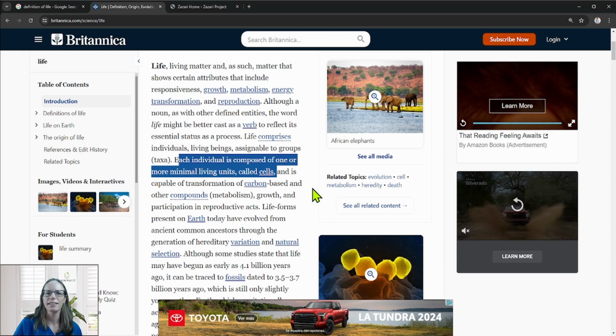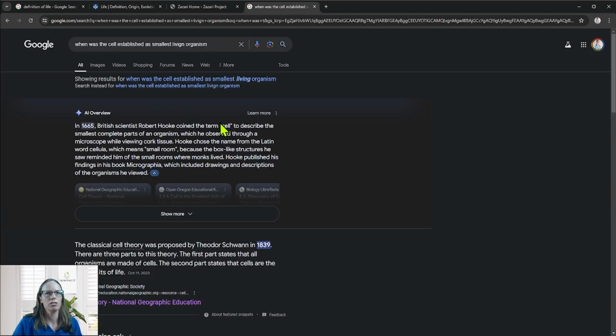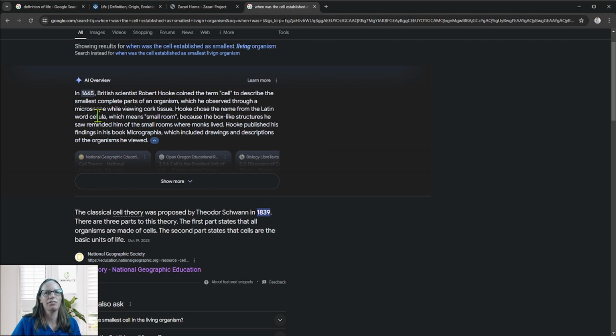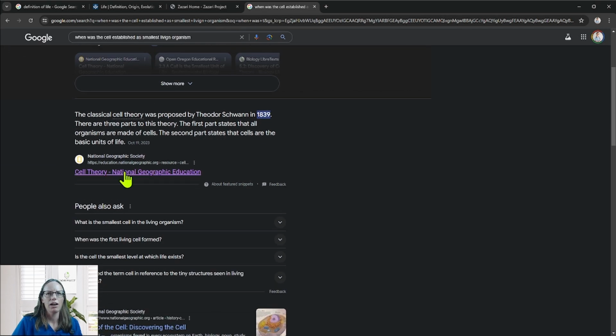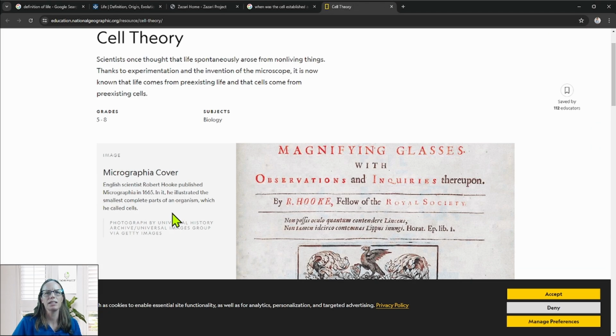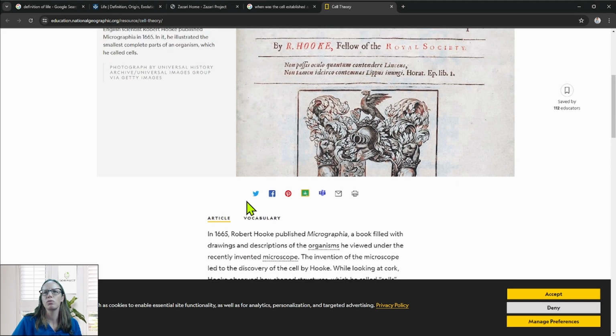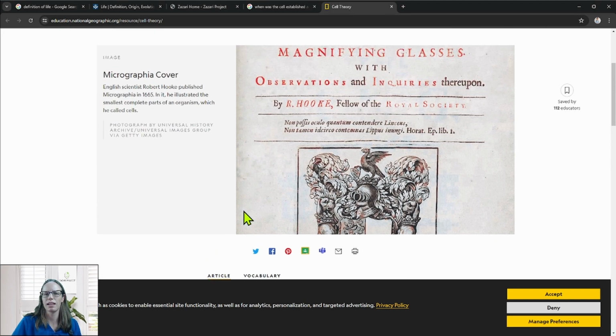How old is that idea? If we do an internet search, we see that it's 1665. British scientist Robert Hooke coined the term cell. Let's go to the National Geographic Society. Here we see Robert Hooke's publication, Micrographia, which is the work that established the cell as the smallest form of life. A quick calculation shows that this is a 359-year-old idea. We still call that modern.